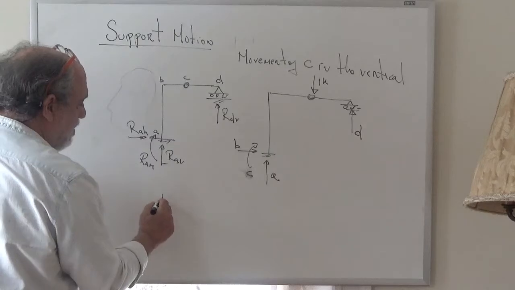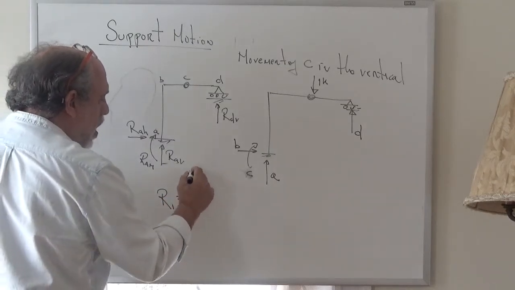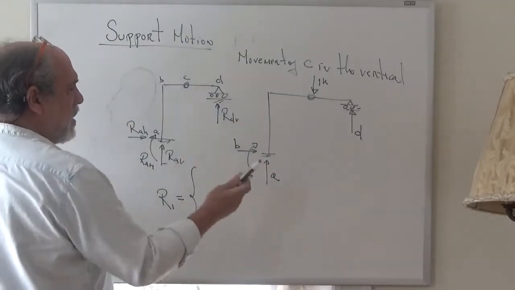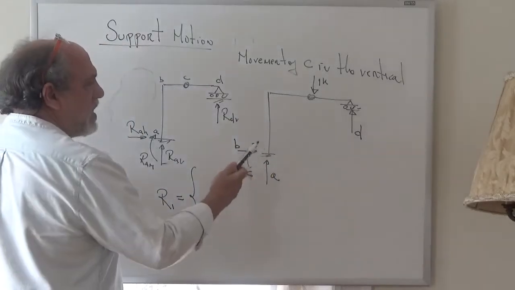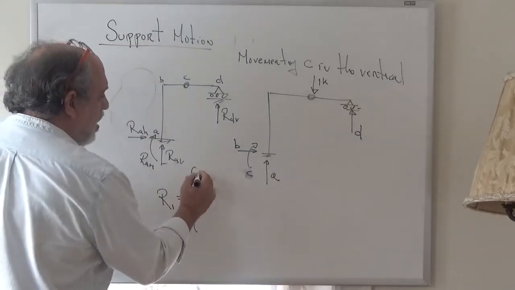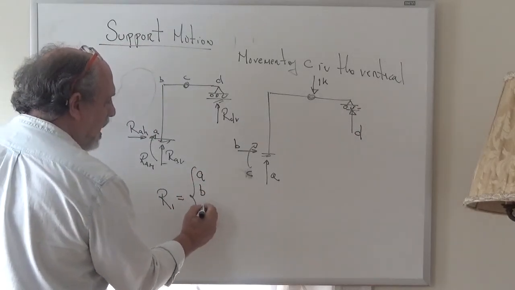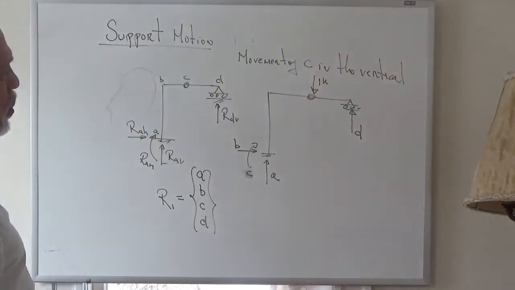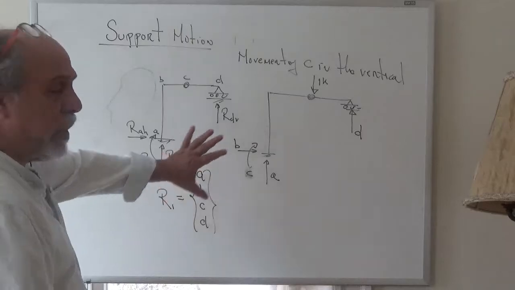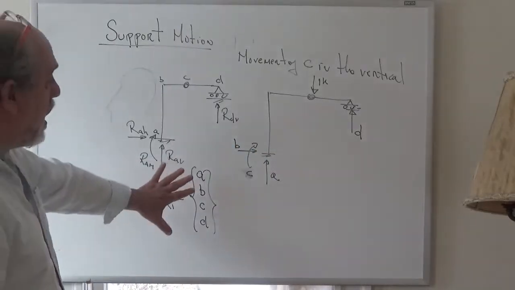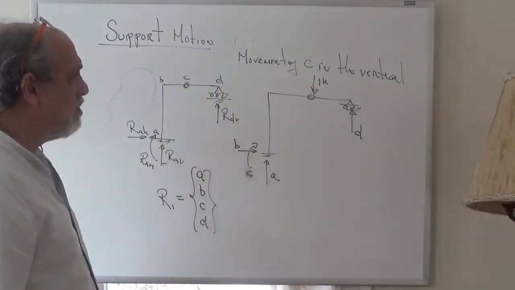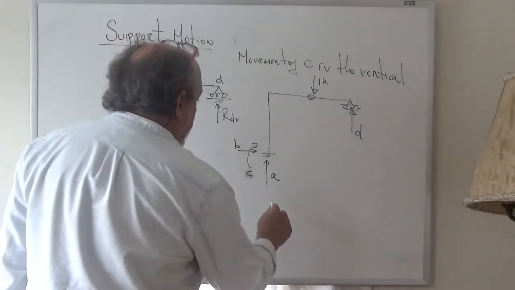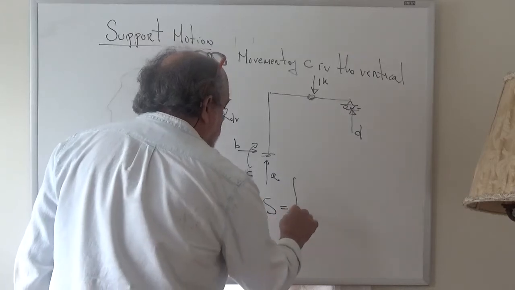Then I can say that my reactions R1 are in a vector, and I can put them in any order I want. And I can use any sign convention I want. So I can say this sign convention is positive. So A, B, C, and D, those are my reactions due to the 1 kip load. That's all I need. When the problem is a settlement problem, that's all I need from the 1 kip load, the reactions. Once I have the reactions, then I need to simply list what are the settlements.